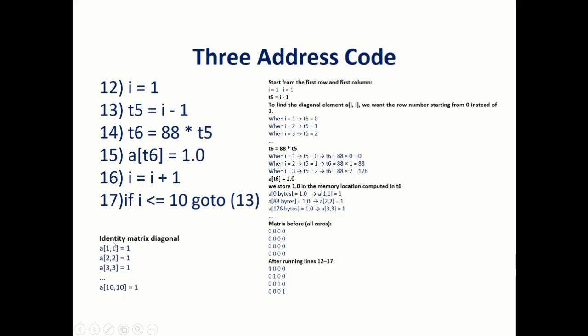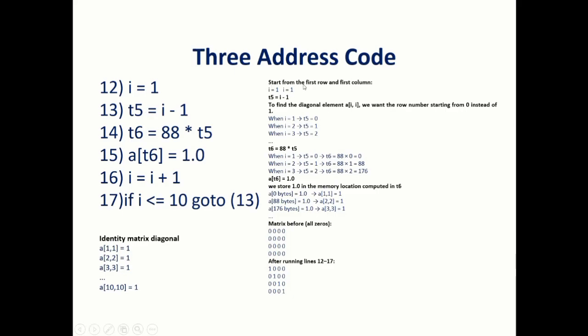We know in the identity matrix diagonal, a of 1 comma 1 is going to be 1, a of 2 comma 2 going to be 1, a of 3 comma 3 equal to 1, then up to a of 10 comma 10 equal to 1, because I value going to be 1. So start the diagonal loop, reset I to 1. Then compute I minus 1, which is stored into the temporary variable t5. For the diagonal element, the zero based linear index part will involve I minus 1.